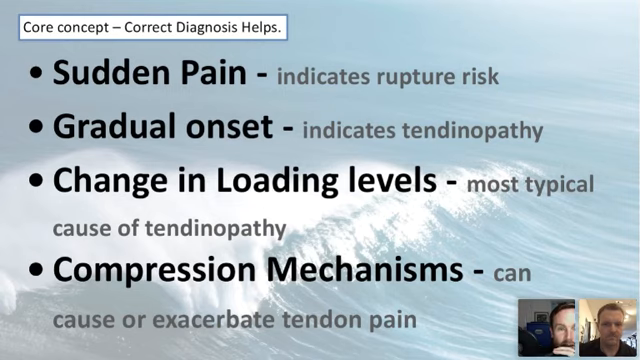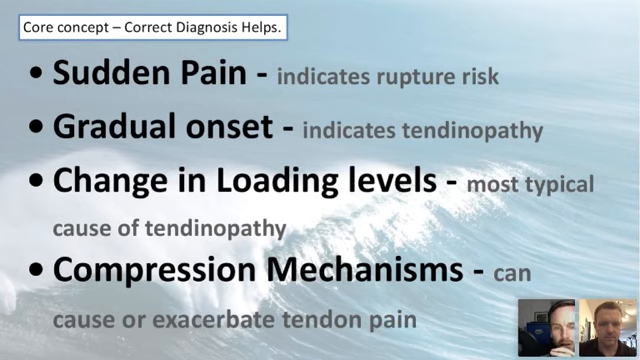When we're dealing with tendinopathies, what we usually have is a gradual onset. There's no sudden onset, it's a gradual onset, and this is more indicative of a tendinopathy. Then what we want to find out for patients is, why is it there? Most typically, there's a change in their loading levels, and this often takes a little bit of questioning to get to the bottom of. It's not always apparent when they first start describing what they've been doing.